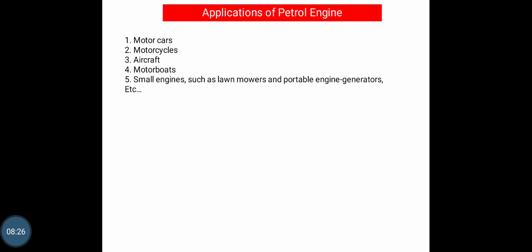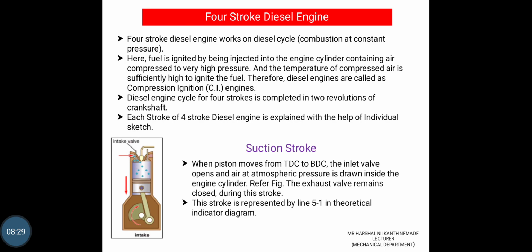Here the fuel is injected into the cylinder containing air compressed to a very high pressure, and the temperature of the compressed air is high enough to ignite the fuel. Therefore, diesel engines are called compression ignition engines. A diesel engine cycle completes four strokes in two revolutions of the crankshaft. Again there are four strokes: suction stroke, compression stroke, expansion stroke, and exhaust stroke.